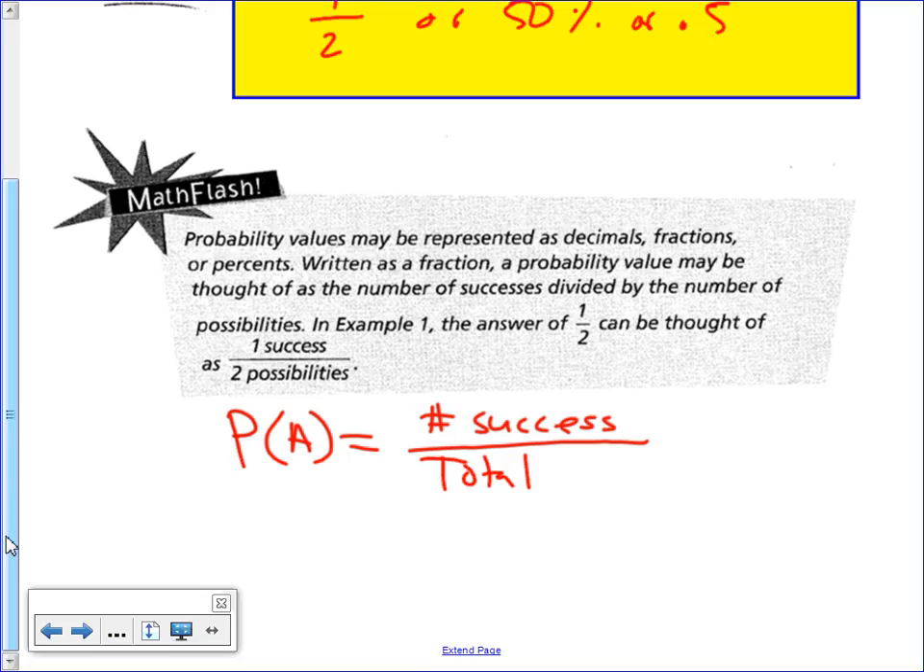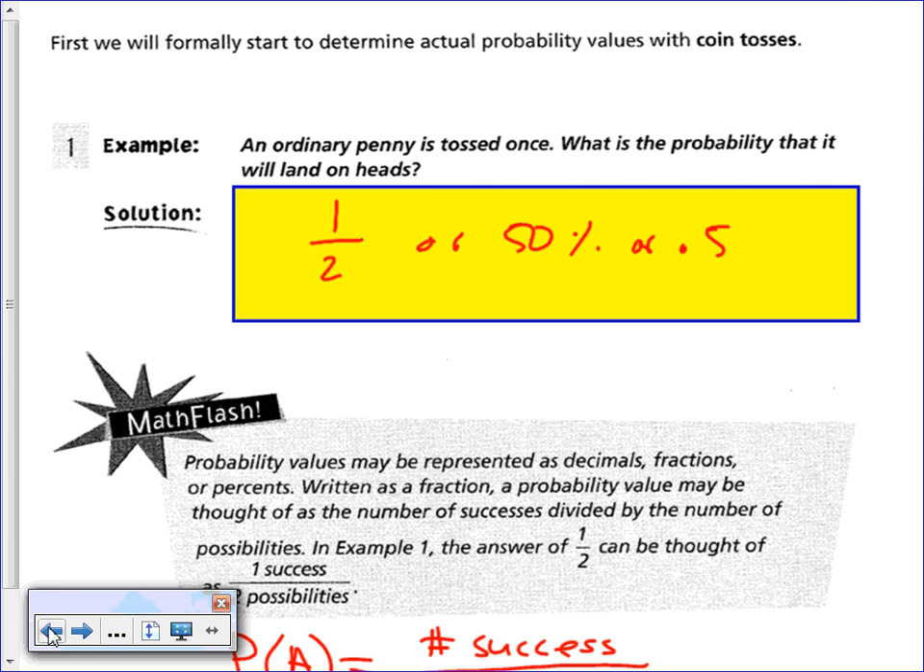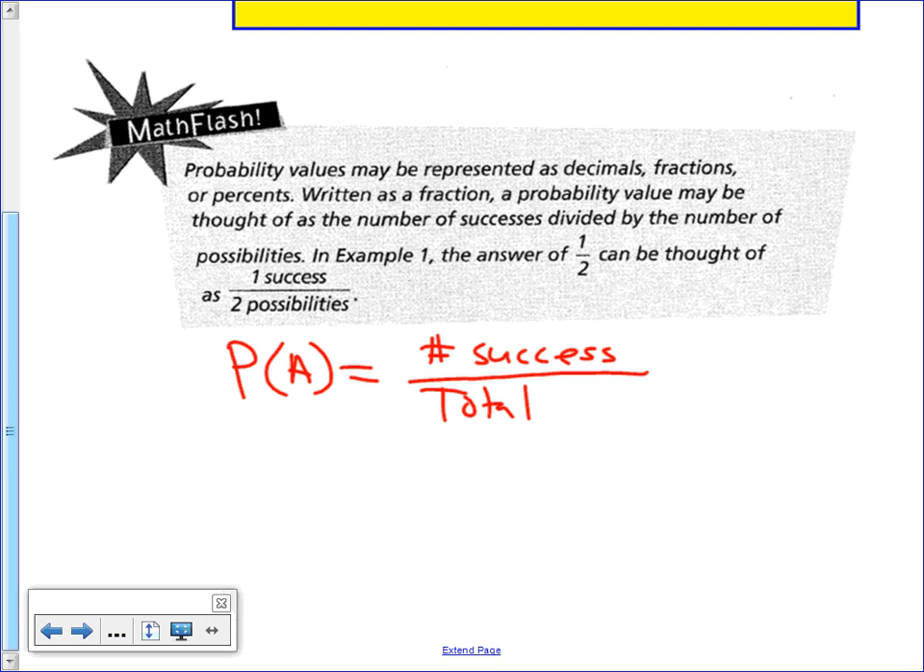Okay, so example 2, a penny and a nickel. Those were my 2 kids. Seriously, I got one of them already. Her name is Penny. What if I get a boy and you name him Nickel? Nicholas?